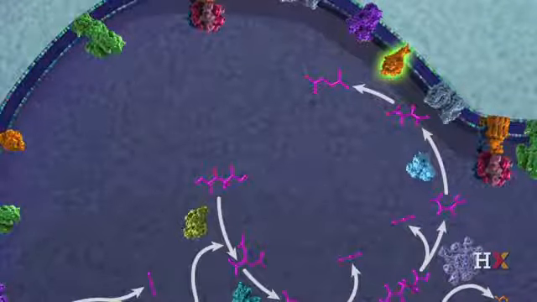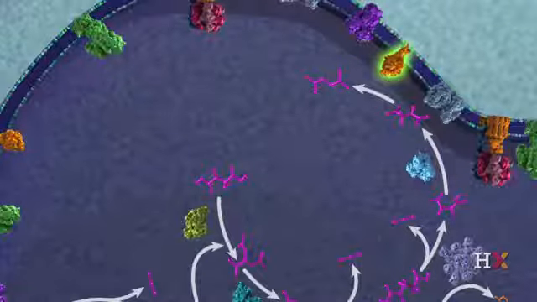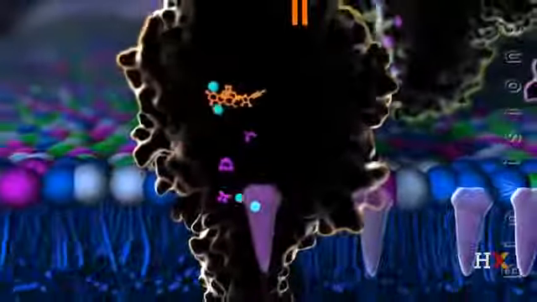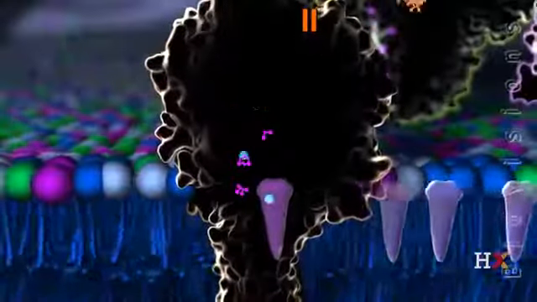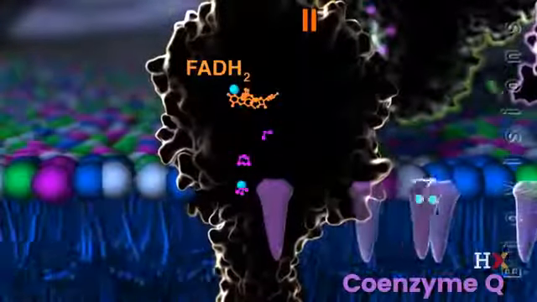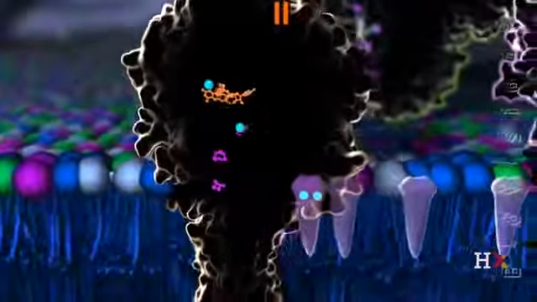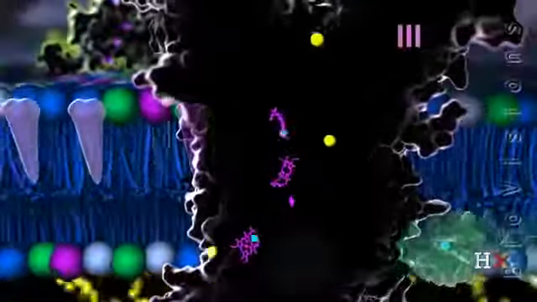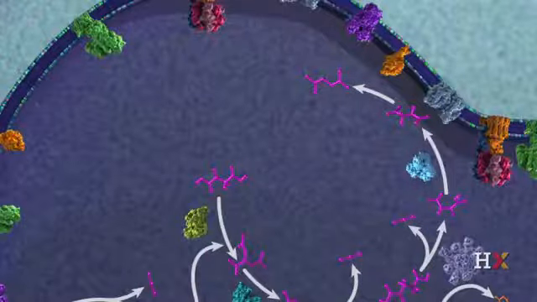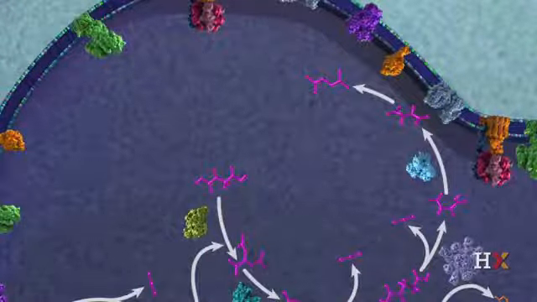Unlike all the other enzymes in the citric acid cycle, succinate dehydrogenase is embedded in the inner mitochondrial membrane and is also a component of the electron transport chain, in which it is also called complex 2. As complex 2 oxidizes succinate, it receives 2 electrons that it will ultimately pass on to coenzyme Q, which in turn will deliver its electrons to complex 3. Another interesting aspect of complex 2 is that it uses FAD rather than NAD+ to accept electrons.